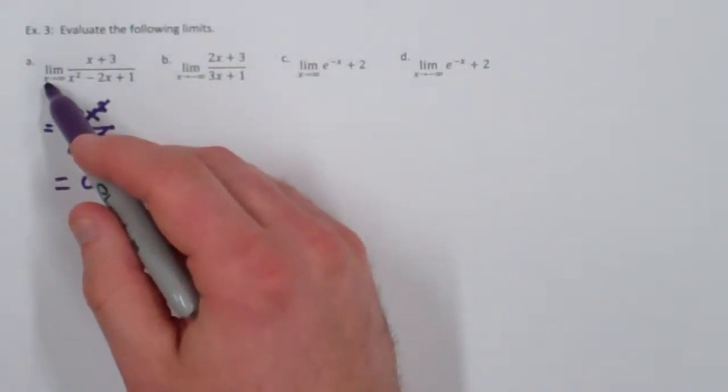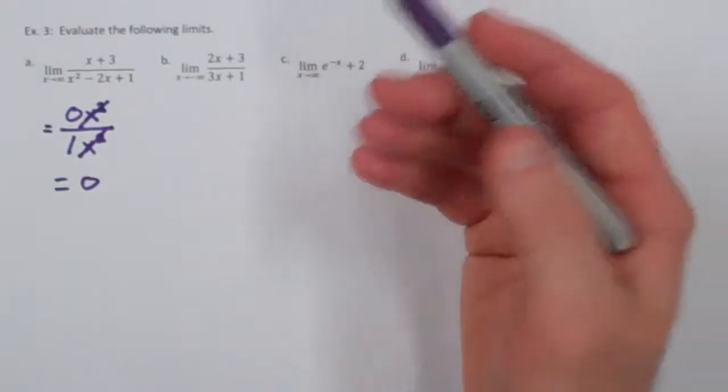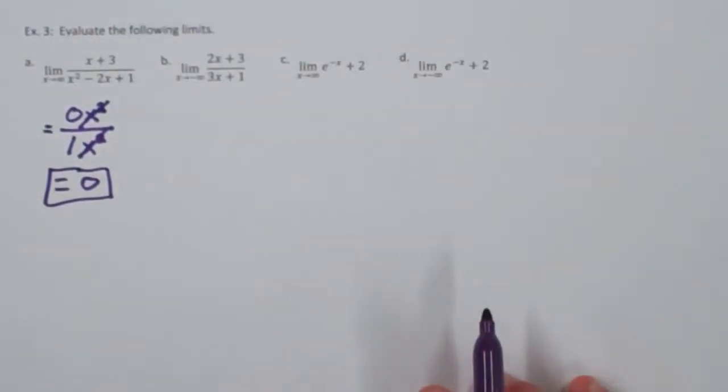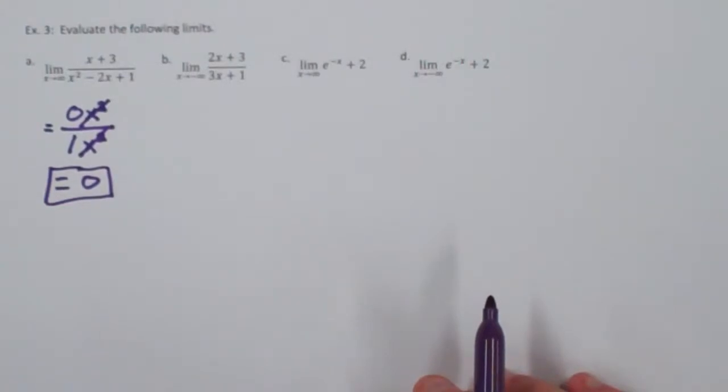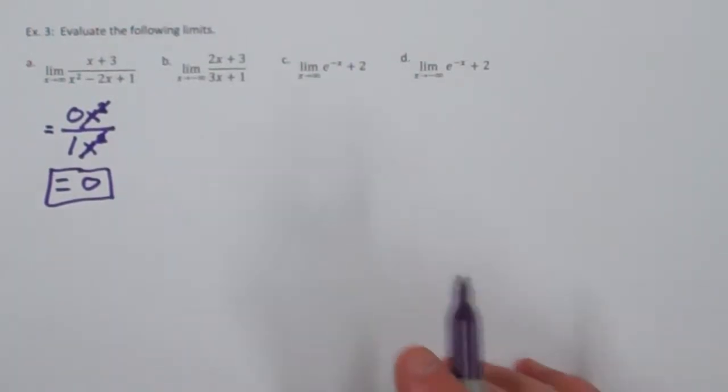So the limit as x approaches infinity, which is the same thing as end behavior or the horizontal asymptote, is just 0. If you looked at a graph of this rational equation, for both infinity and negative infinity, the value of y that each end of the graph would approach would be 0.